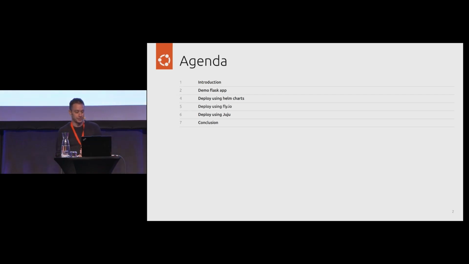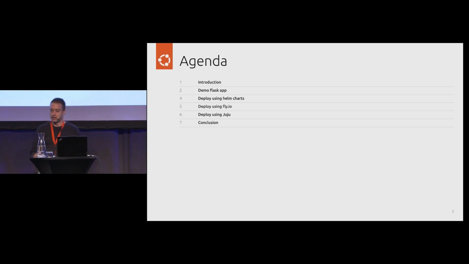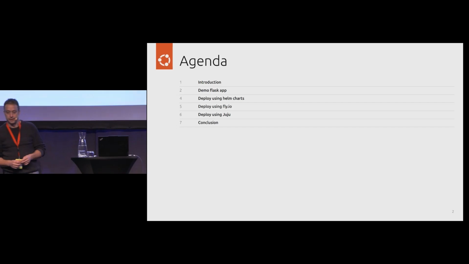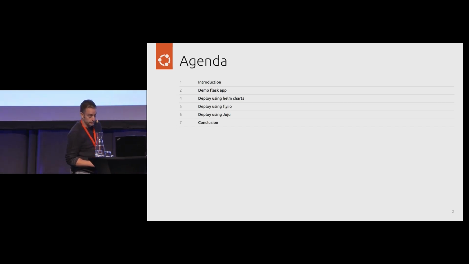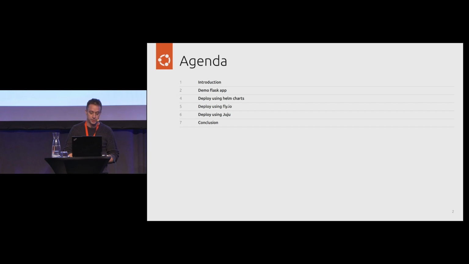First of all, let me introduce the agenda that we are going to tackle in this talk. We will make a very quick introduction to the topic. Then we will have a small demo Flask application, so we can proceed with deployment options. First we will deploy using Helm charts. Probably you've heard about Helm charts. They are a kind of packaging system for Kubernetes that is based on templates.